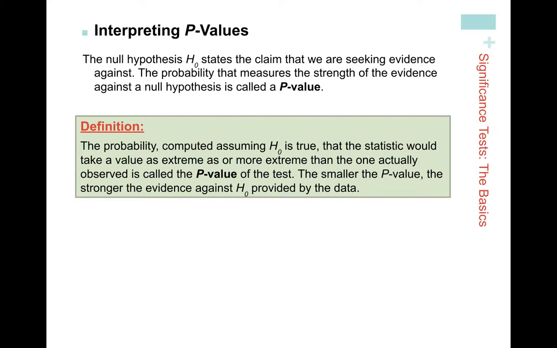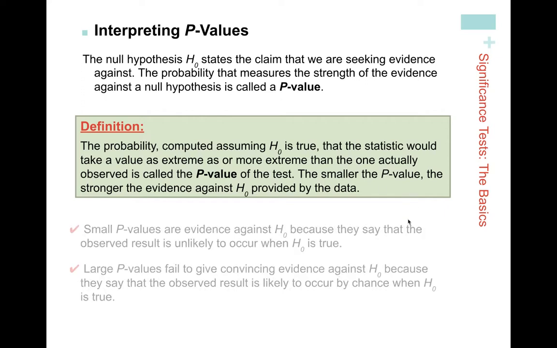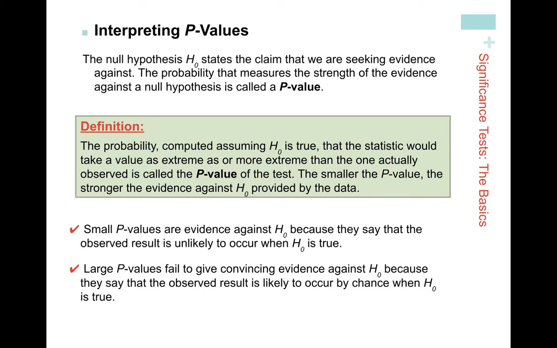Okay, it's the probability, more than the likelihood, it's the mathematical probability of getting a sample result this strange or stranger given that the H null is true. That is what the p-value is. That is what it measures. Okay, small p-values are strong evidence against H null because they say that the observed result is unlikely to occur. It would not occur very, very often.